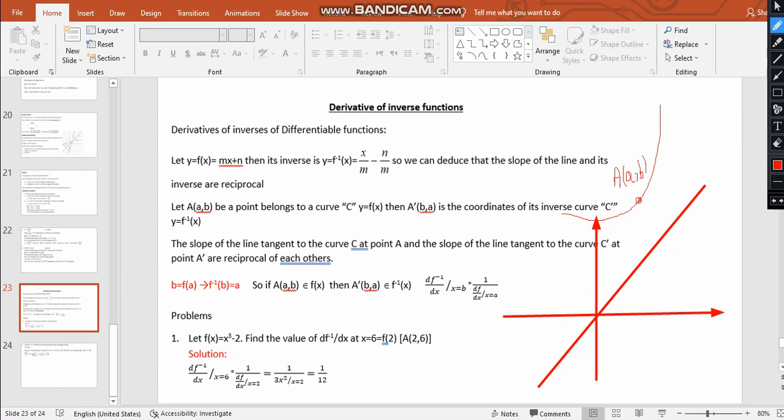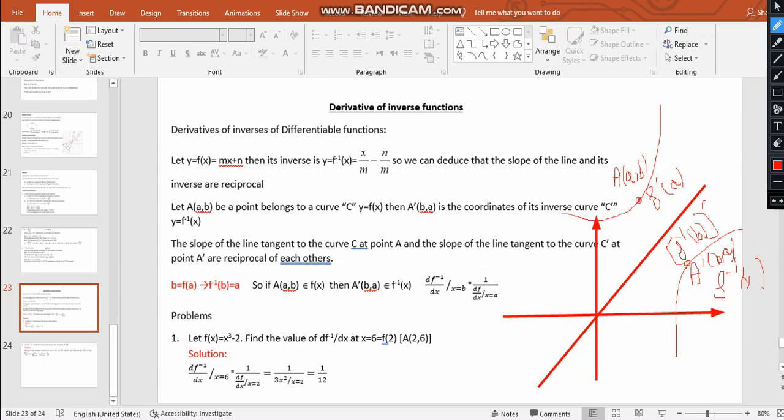And opposite to it, I have the inverse function f inverse of x here. So the opposite of A will be a point A prime whose components are B, A. x will be y and y will be x. Now I want to find the relation between f prime of the point a, and for the same point, f inverse prime of the point b, because a will be b, b will be a. So for that reason, I want to find the equation of the tangent here.